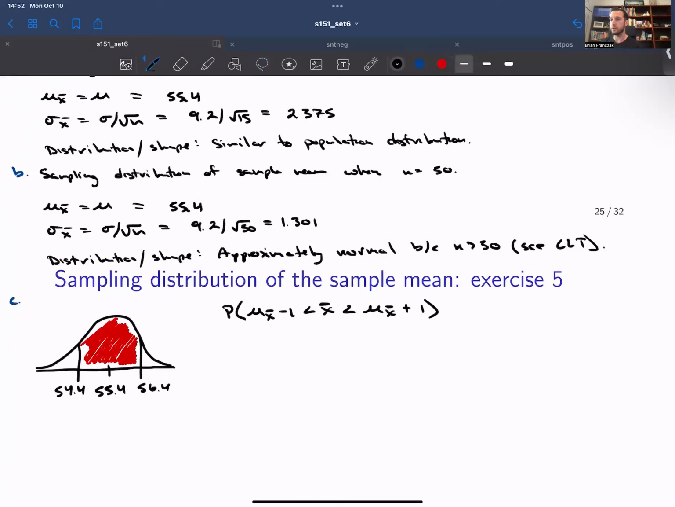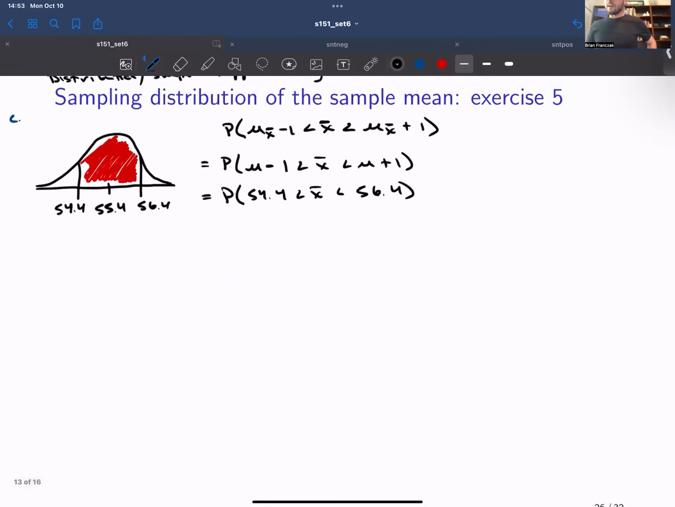So this is the general question that I'm asking. The error that I would like to observe is at most $1,000. So that just means within $1,000 of the mean of the sampling distribution. So in this case, within 1 unit of that mean. So this becomes, via some substitution, mu minus 1 less than x bar less than mu plus 1. Okay, so mu is 55.4. So now I have 54.4 less than x bar less than 56.4.